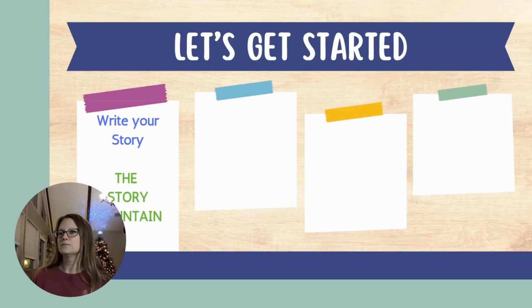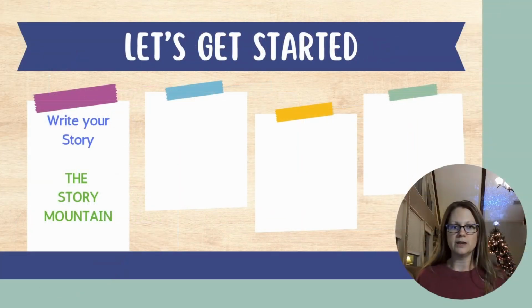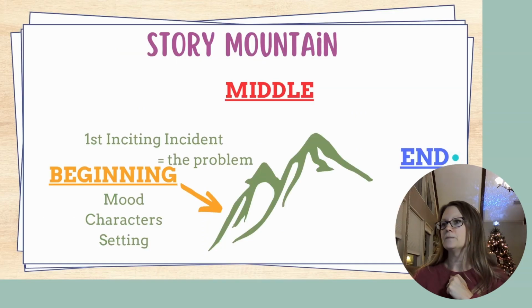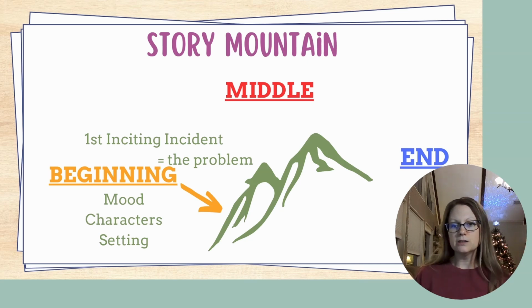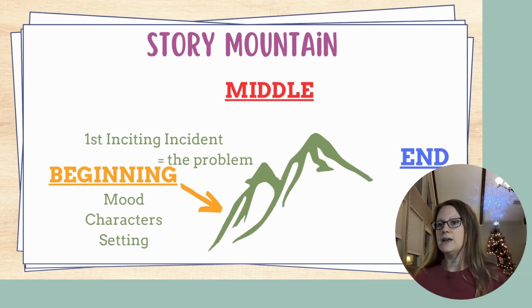Obviously, every story has to start with an idea. So you need to write your story, the story mountain, as it's called. I look at it very simply. If you're introducing this to your kids, even your little ones, it could be a one-paragraph story that you can put into book form. You have to have a beginning, a middle, and an end. At the beginning, that's where you talk about the mood, the characters, and the setting.